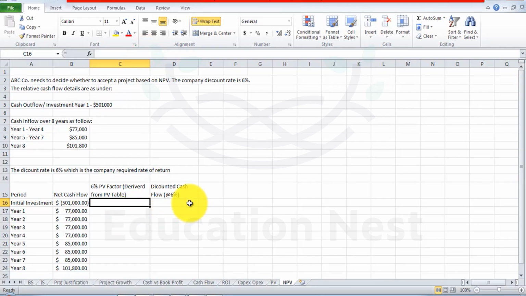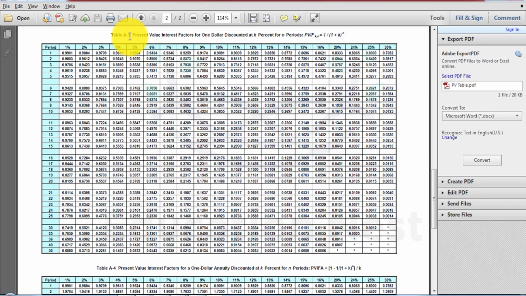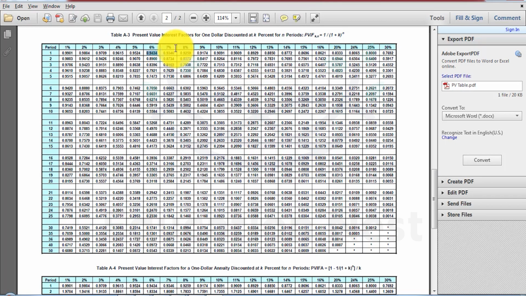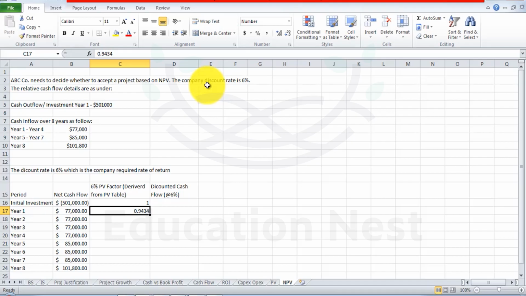Okay. So 6% present value factor for the initial investment is going to be entirely the same. $1 is $1 on the same day itself. But $1 at 6% at the end of year 1 is 0.9434. I think I need to increase the decimal places, right? For the next year, it's 0.8900. Okay, that's four decimals over here.